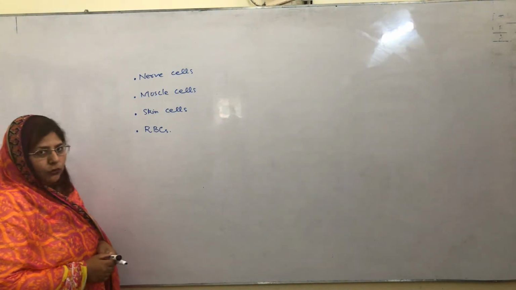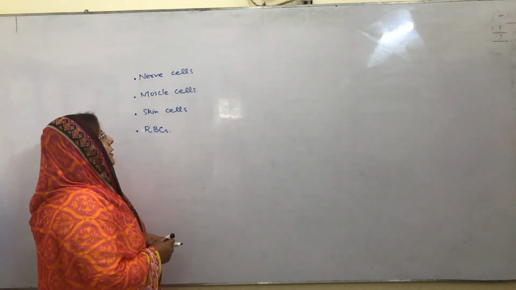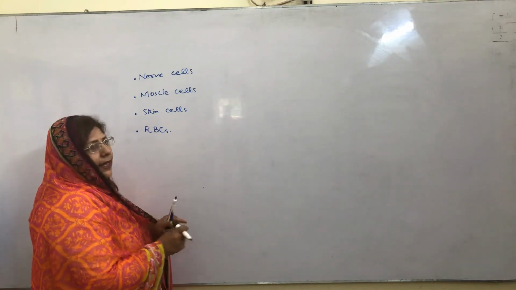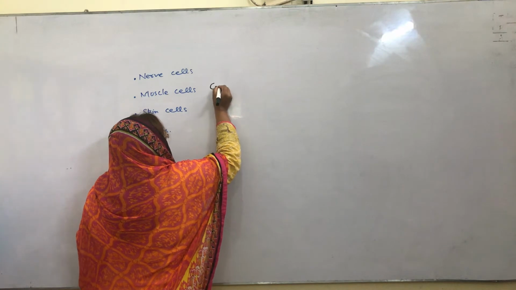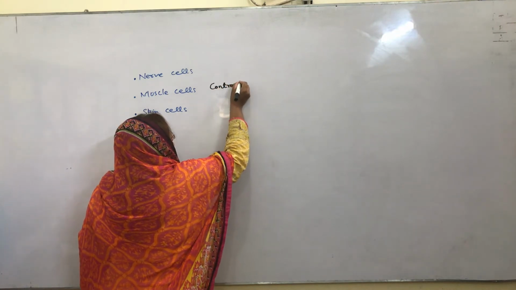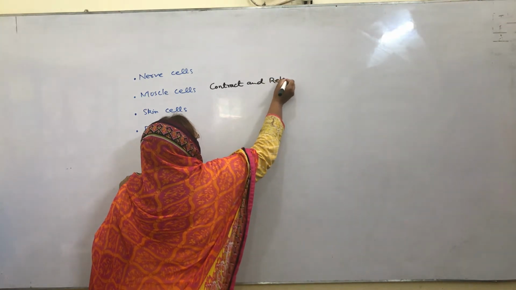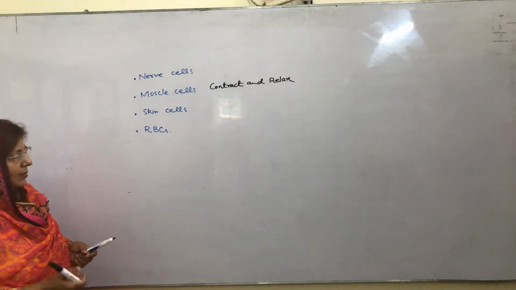Nerve cells, I have told you now that they are long and they conduct impulse in our body. Muscle cells, the function of muscle cell is that they contract and relax our body. This is the function of our muscle cells.